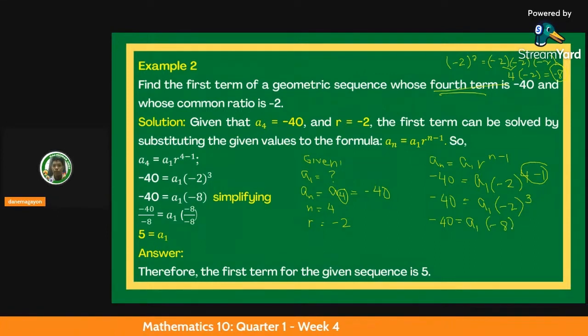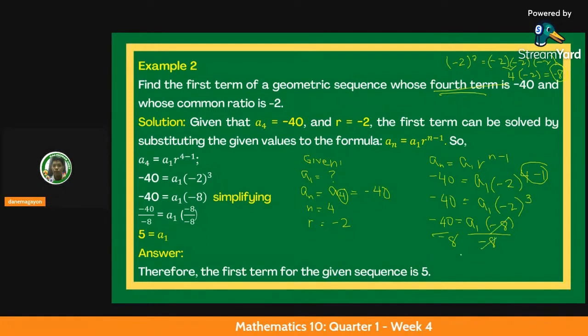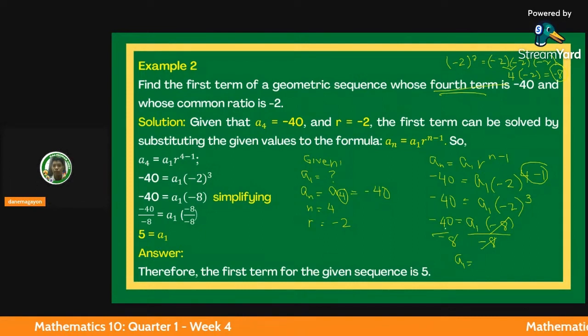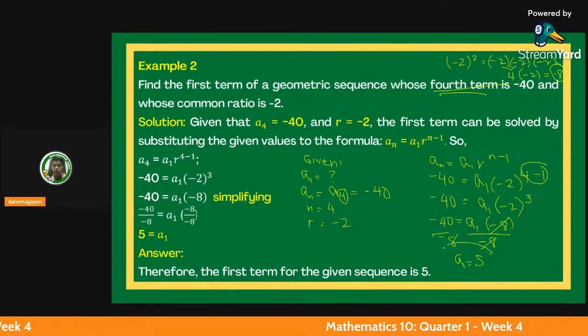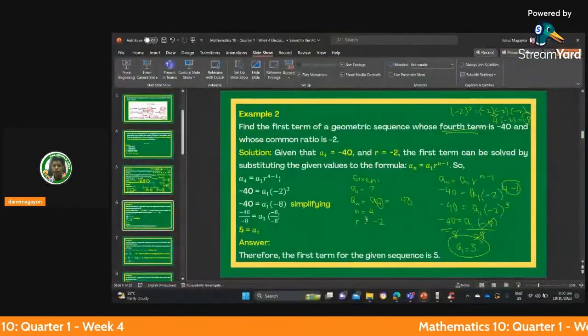Since our aim is to solve for the first term, we divide both sides of the equation by negative 8. We cancel this out so that a sub 1 remains. We divide negative 40 by negative 8. So the corresponding answer will be a sub 1 equal to 5. So the first term for example number 2 is also 5.